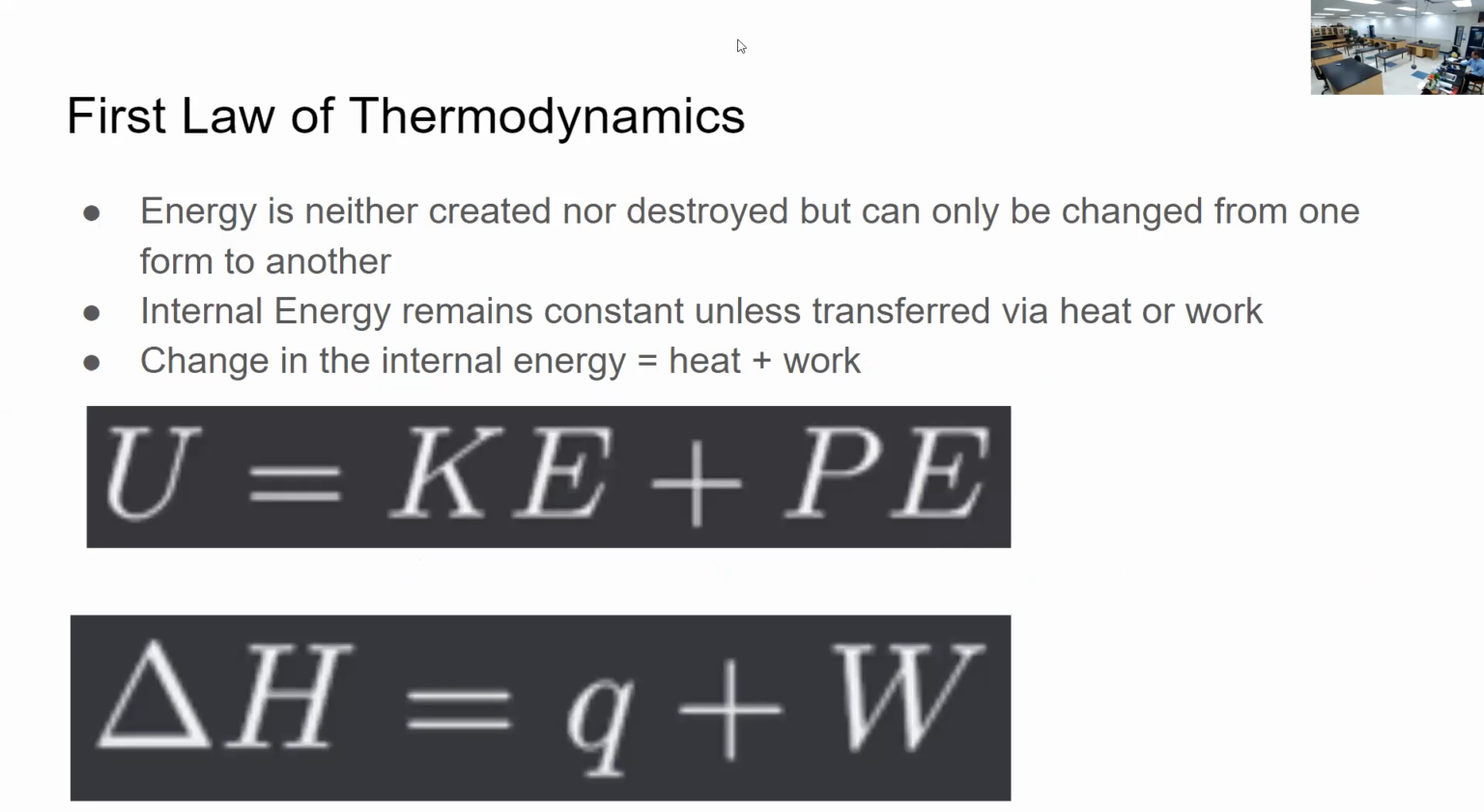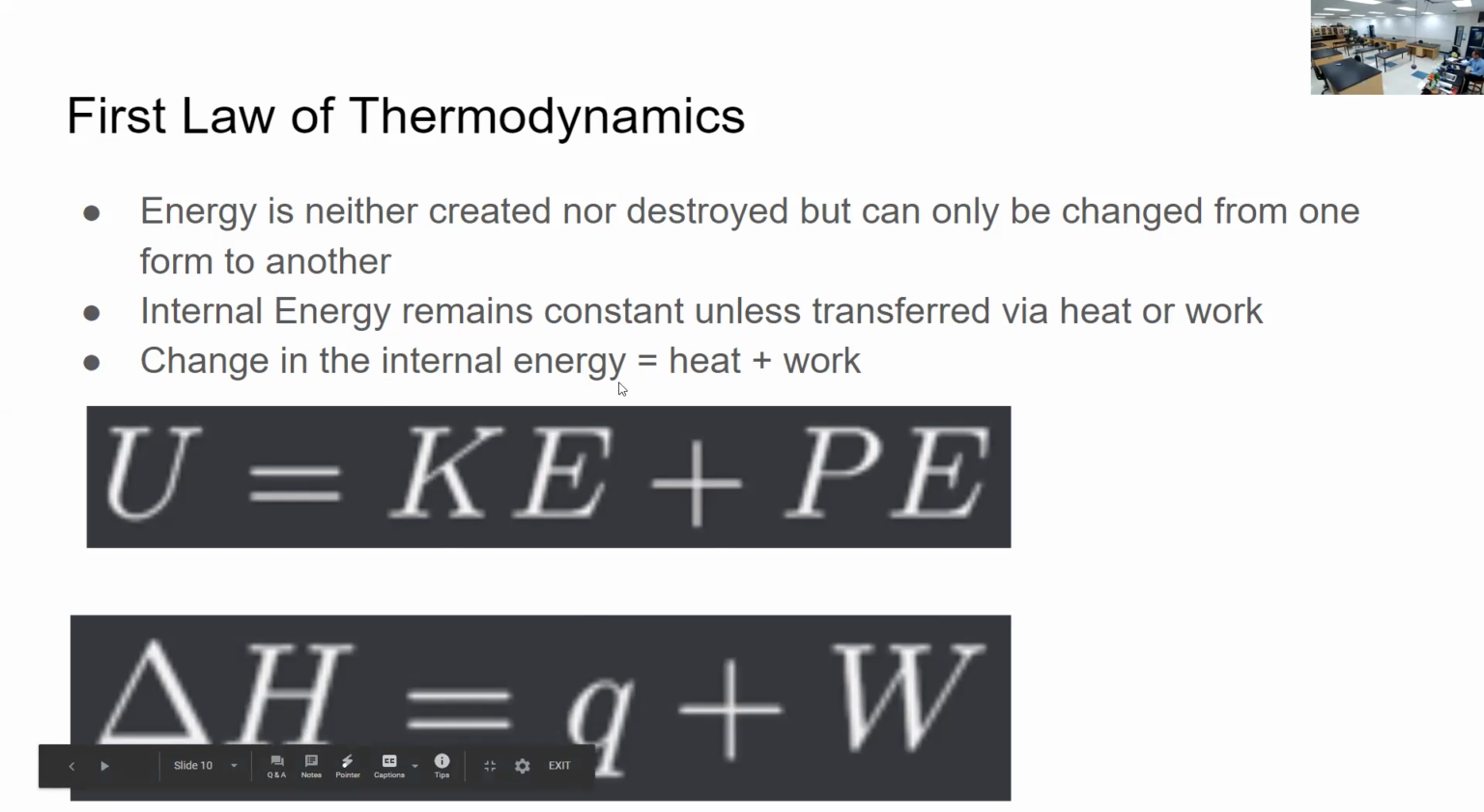All right, next, we're going to end off with the first law of thermodynamics. We'll discuss it a lot more in depth next time. It tells you that energy is neither created nor destroyed, but can only be changed from one form to another. So we derive this from the idea of energy conservation laws, which you use a lot in mechanics, and even a little bit in electromagnetism, but mainly in mechanics. Internal energy will remain constant unless transferred via heat or work. That's what this second equation down here is saying.